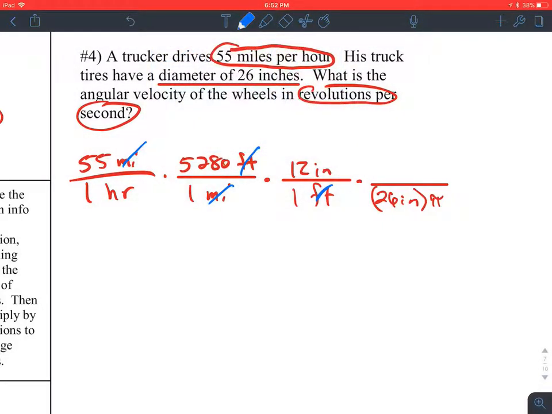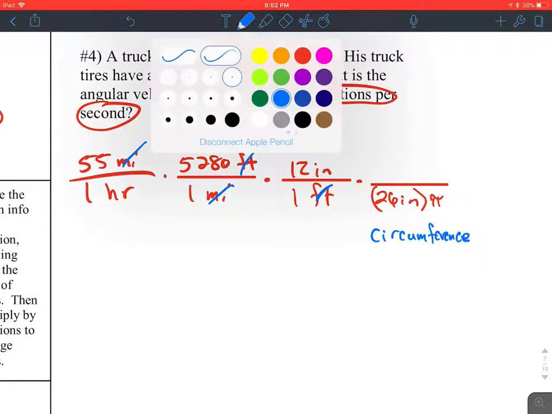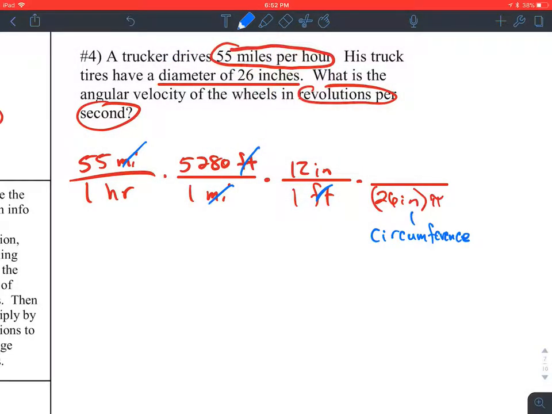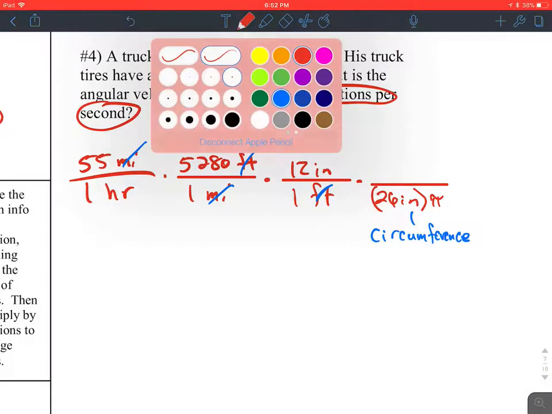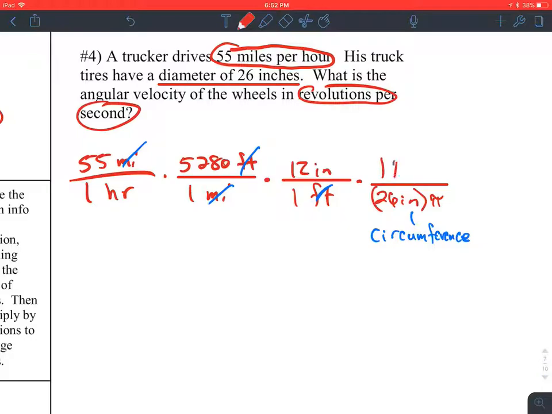Once again, make a note that that's circumference. If you don't, you're going to look at this later and you're going to think, what in the heck is 26 inches pi doing there? That's equivalent to 1 revolution. Hardest part's over because we've converted miles into revolutions.